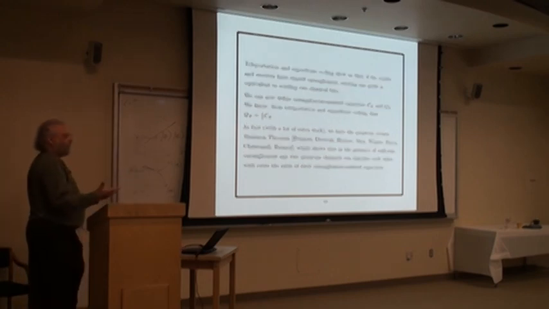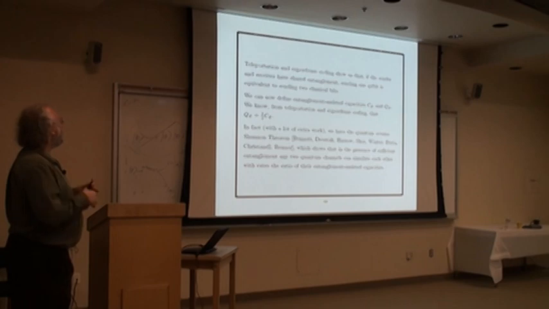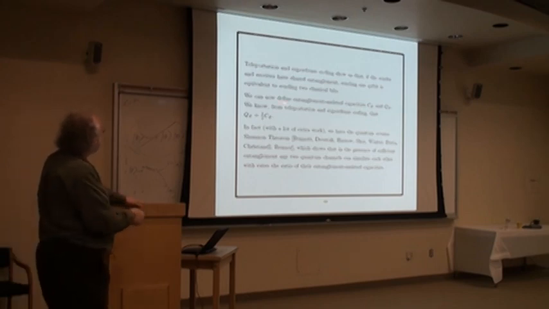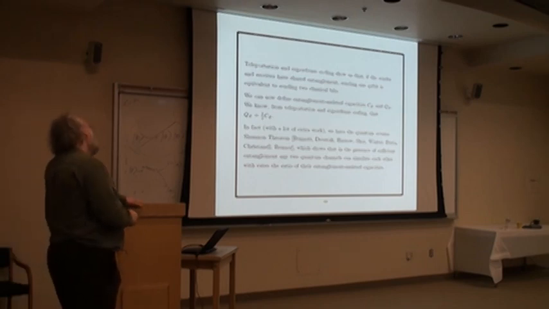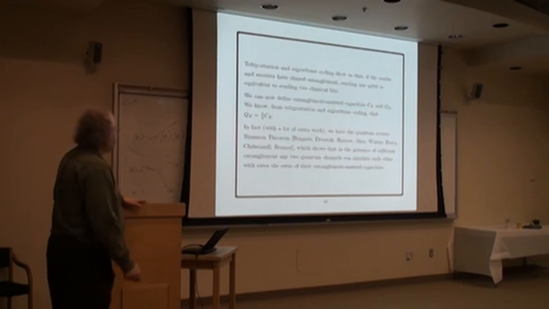Okay. So that says that if the sender and receiver share entanglement, sending one quantum bit is exactly the same as sending two classical bits. So we can define entanglement-assisted capacities. Suppose you have a noisy channel, and the sender and receiver share entanglement. Well, we know from teleportation and superdense coding that the quantum entanglement-assisted capacity is exactly one half of the classical entanglement-assisted capacity.